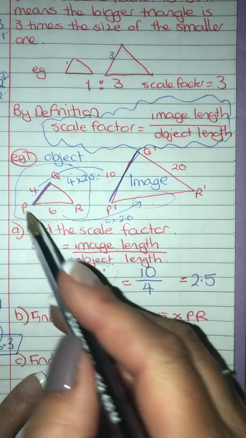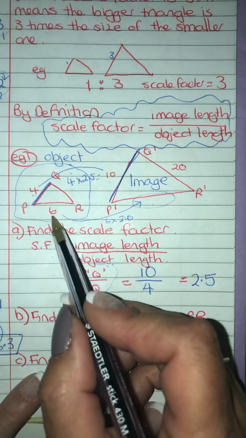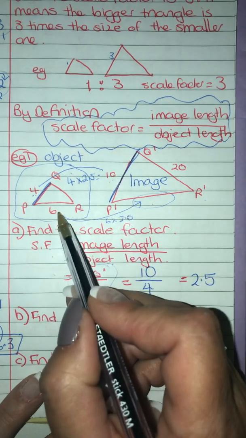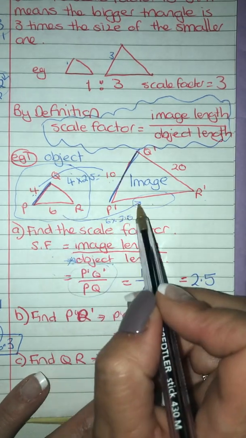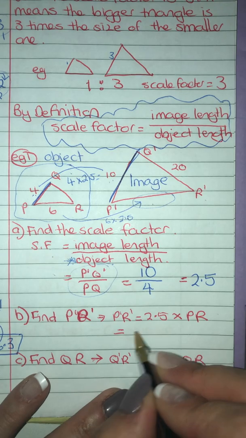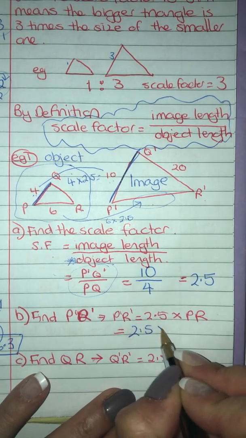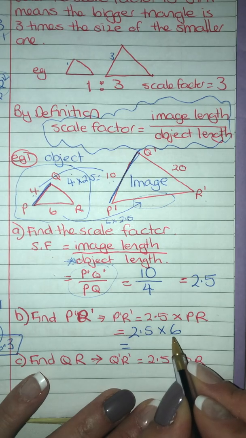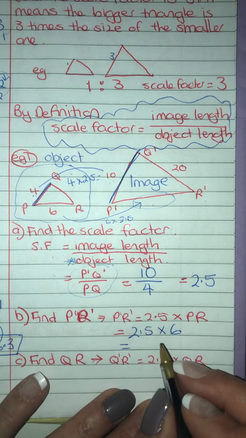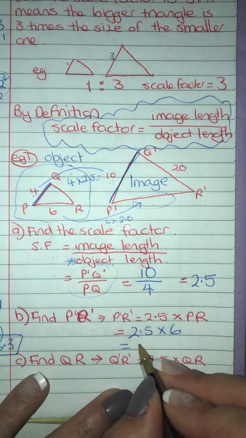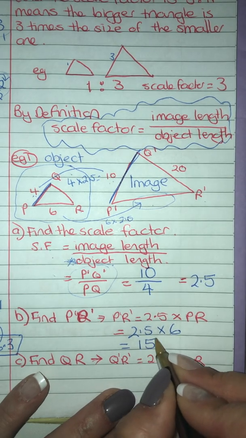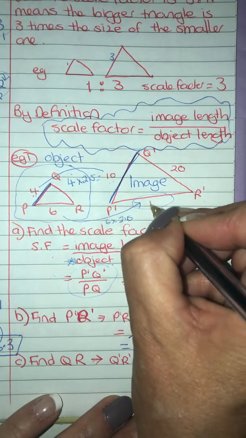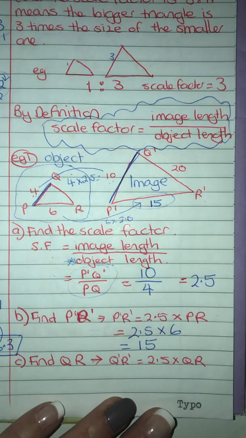Might be easier to do what I just did then and go back and look. If we multiplied that by 2.5 to get this, I'm going to go 6 times 2.5. I've written 2.5 times the original, which is 6. And 6 times 2.5 is 6, 12 plus 3, which is 15, I think. 6, 12, 15. Yes, it is. So that means we've found that this number here is 15.